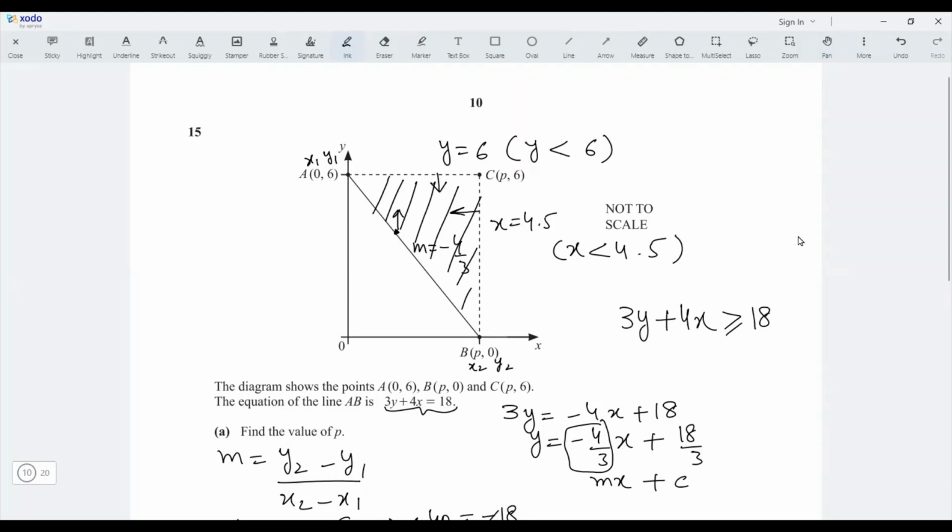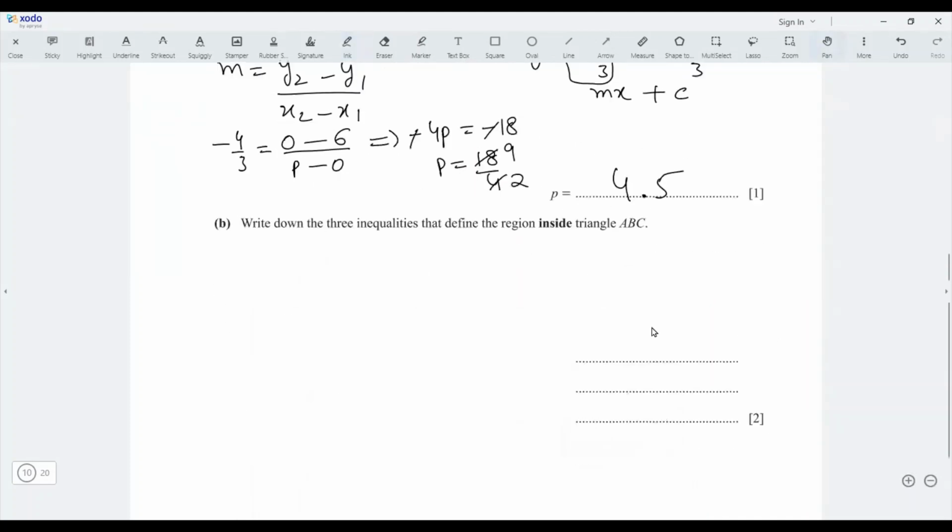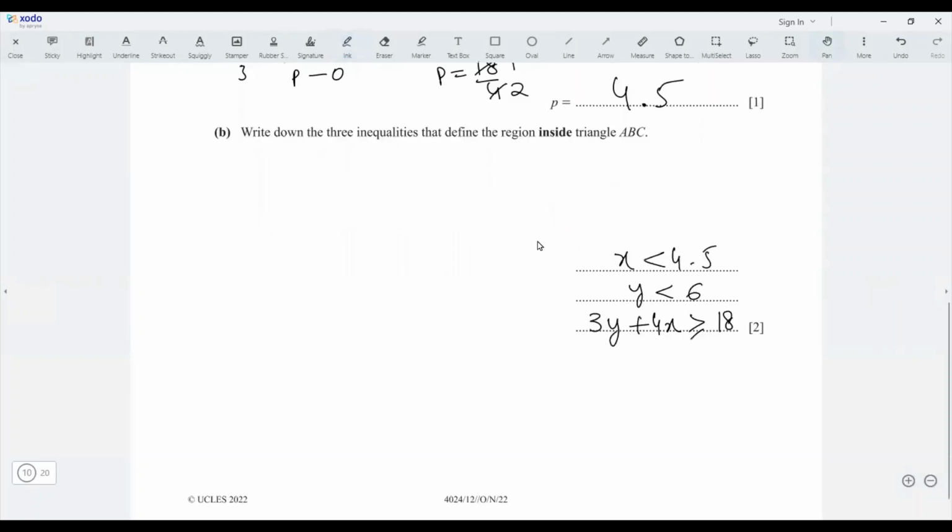So write down all of these inequalities. x < 4.5, y < 6, and similarly 3y + 4x ≥ 18. So these are the answers, the three inequalities that define the region.